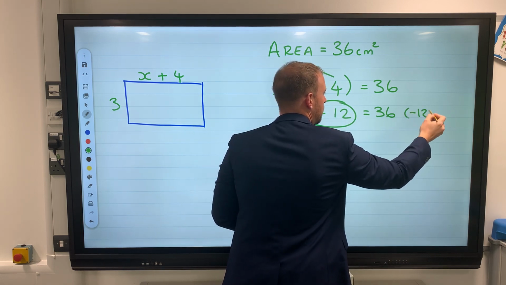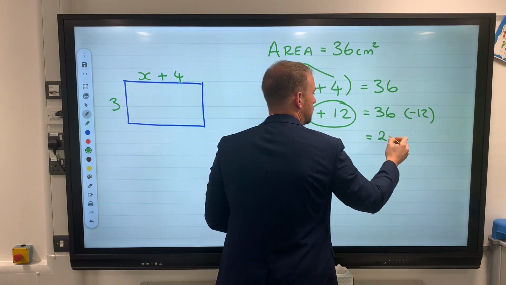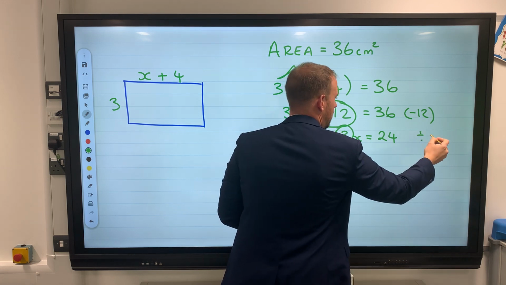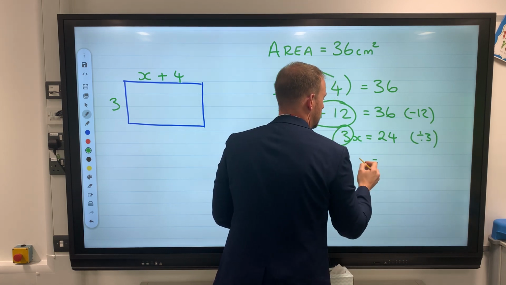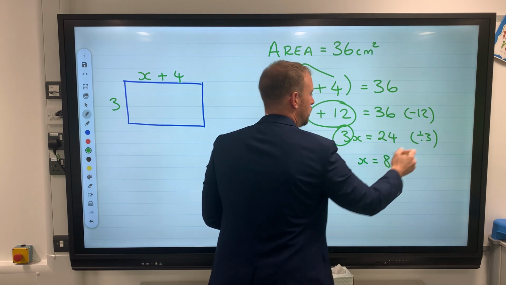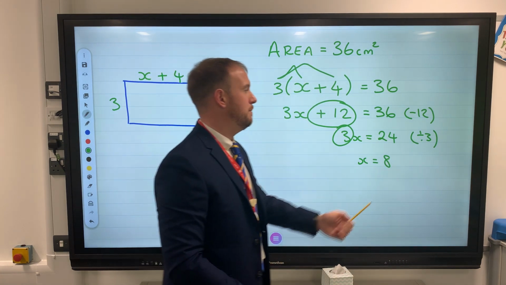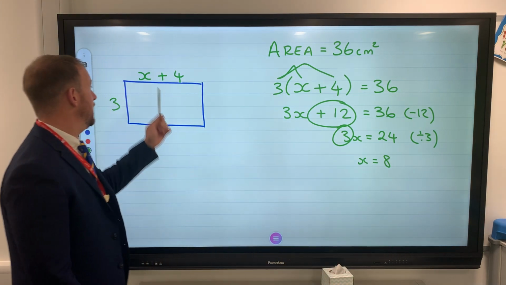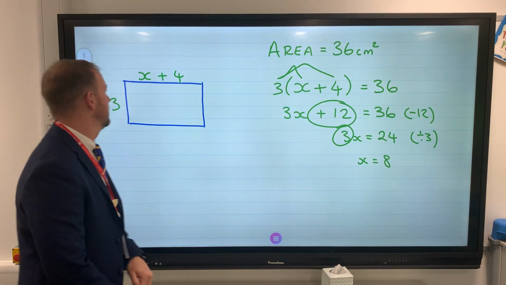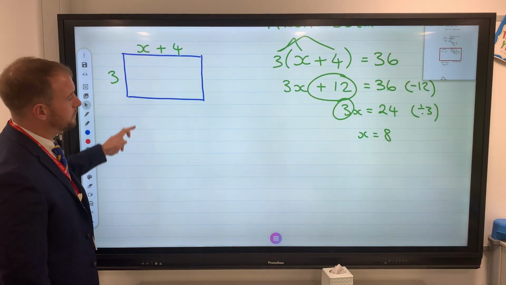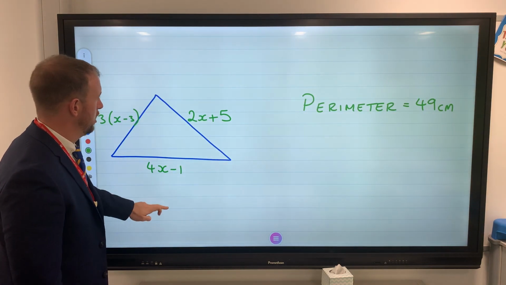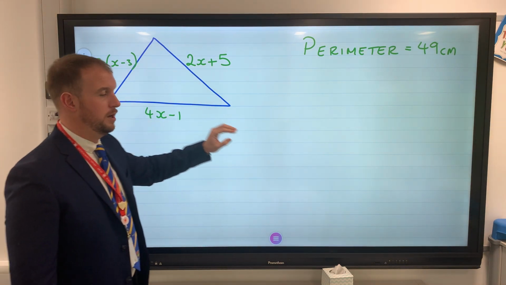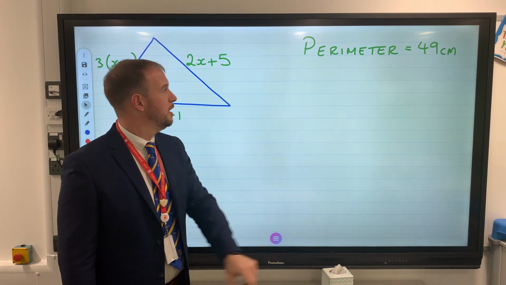Subtract 12 to make 24. Divide by 3 to make 8, because 24 divided by 3 is 8. Remember, always show your steps on the side of an equation. So the value of x is 8. Slightly more complicated expressions, but the same principle.